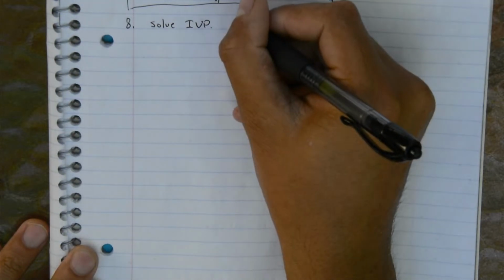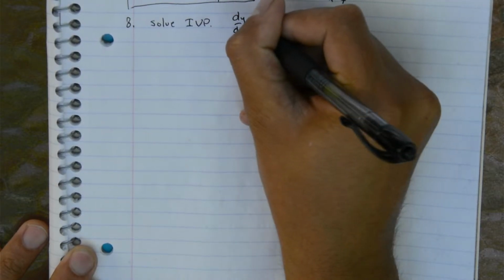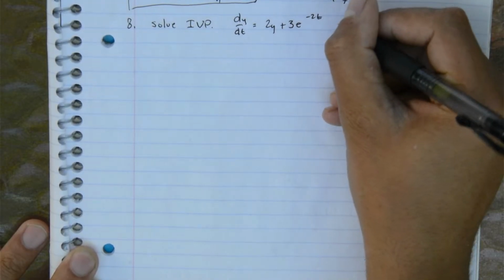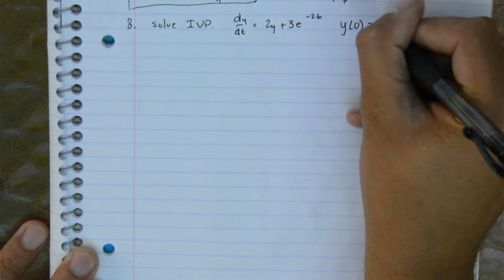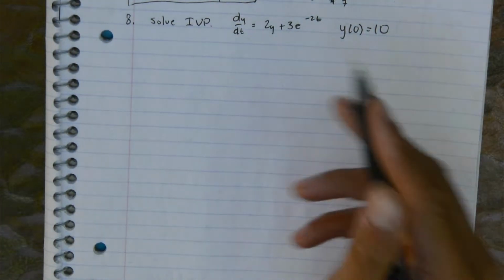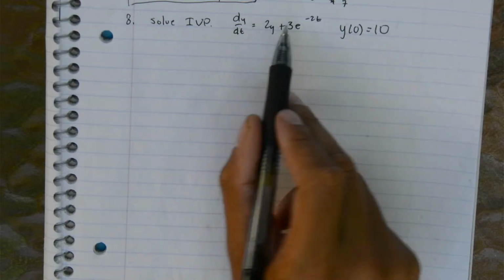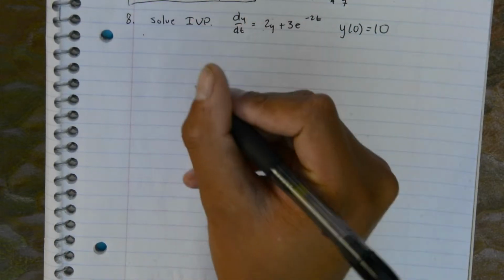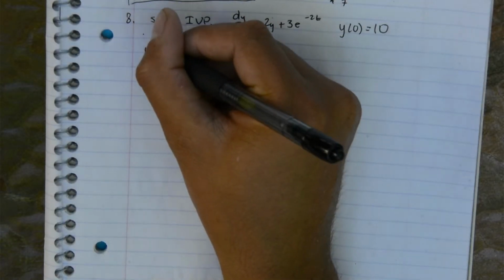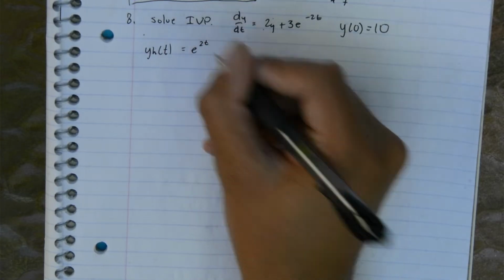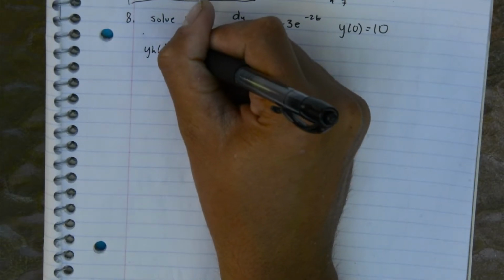So number 8. Number 8 is dy/dt is equal to 2y plus 3e to the minus 2t, and we have the initial condition y of 0 is equal to 10. The way to solve this is, first off, we recognize it's linear and it has a constant coefficient in y. So we know that the general homogeneous solution, yh of t, is going to be equal to c e to the 2t. We have a coefficient here.